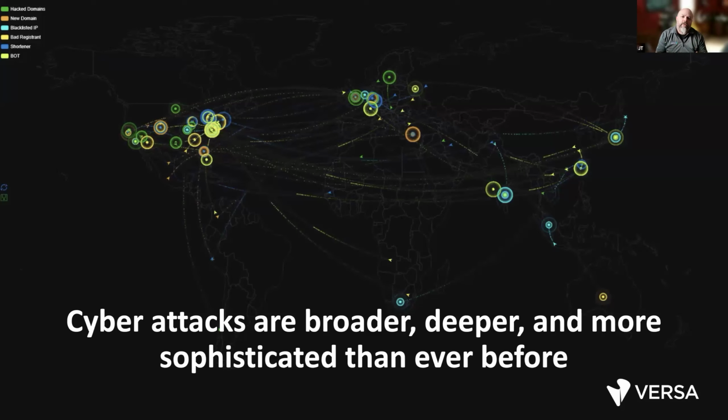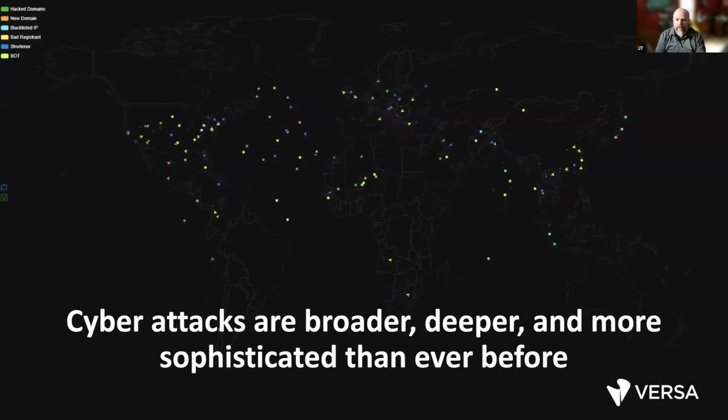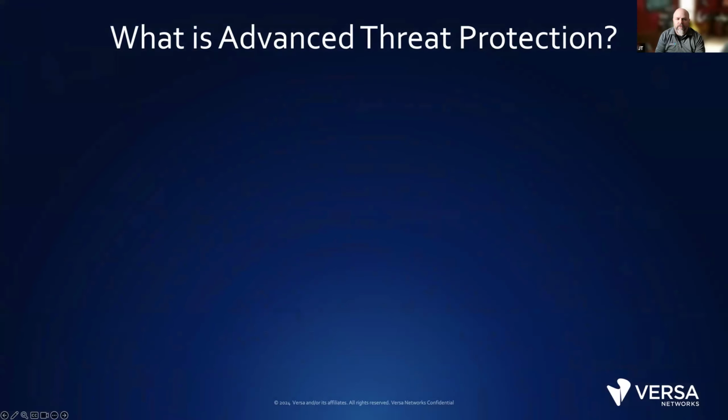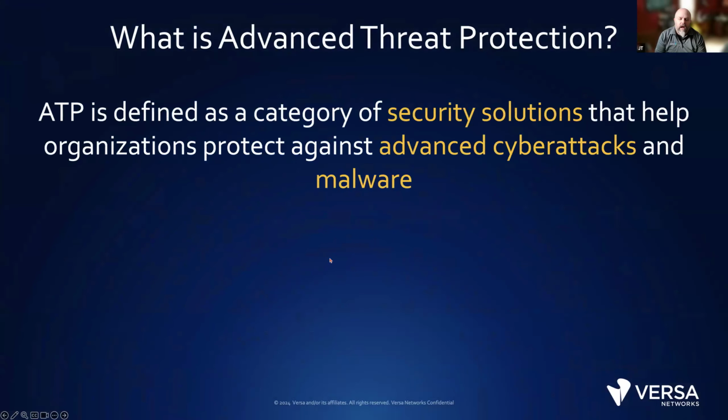And so we need a solution, especially from a technology perspective, that can help security practitioners detect these sophisticated attacks, potential zero-day attacks, and so forth, and help block them, or at least help alert on them and mitigate them as necessary. So once again, what is advanced threat protection? From Versa, we categorize this as a category of security solutions that help organizations protect against advanced cyber attacks and malware.